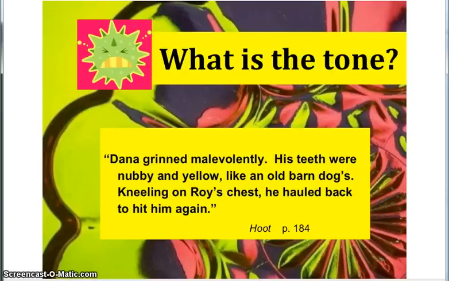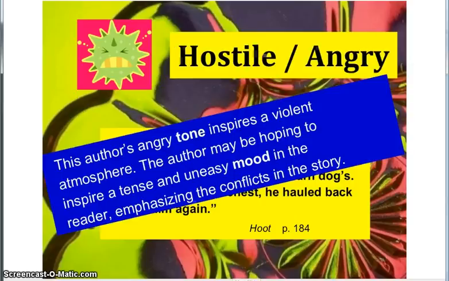Let's look at this one. Dana grinned malevolently. His teeth were nubby and yellow, like an old barn dog's. Kneeling on Roy's chest, he hauled back to hit him again. The author's angry tone inspires a violent atmosphere. The author may be hoping to inspire a tense and uneasy mood in the reader, emphasizing the conflicts in the story.